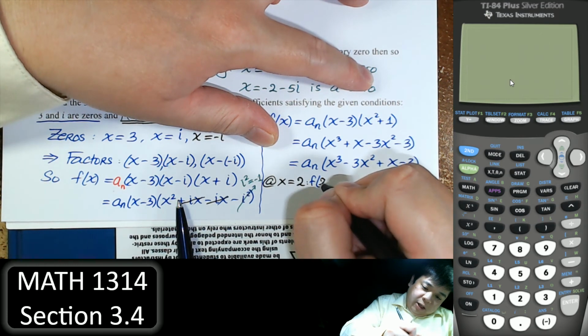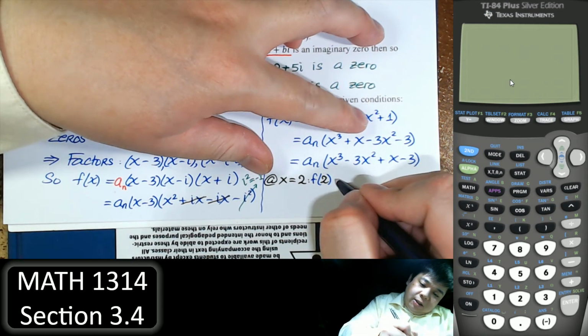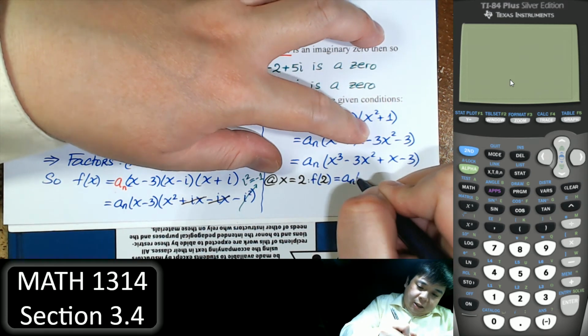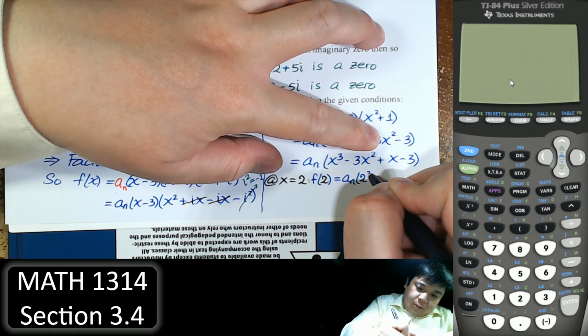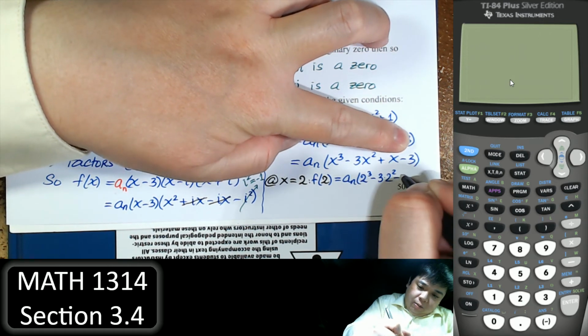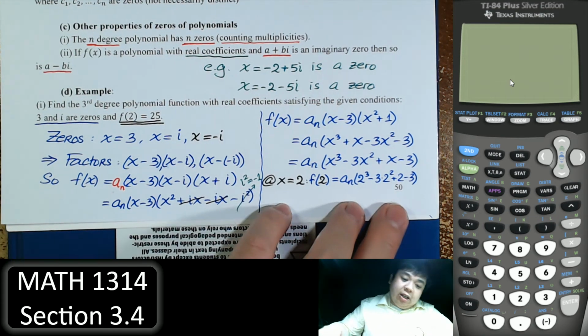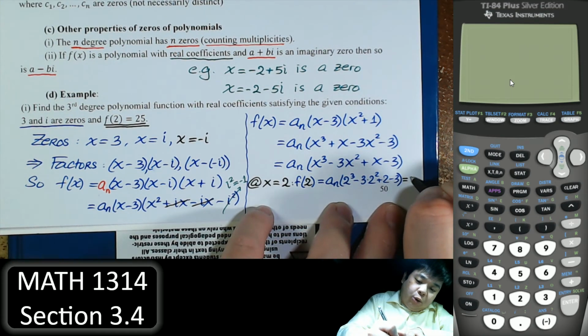Put 2 in for x. a sub n times 2 cubed minus 3 times 2 squared plus 2 minus 3. So put 2 in for x, and that will equal 25.